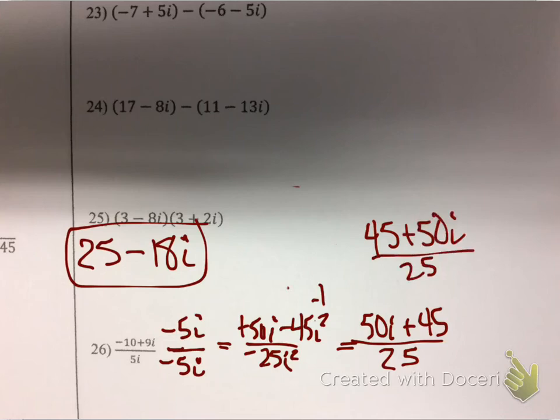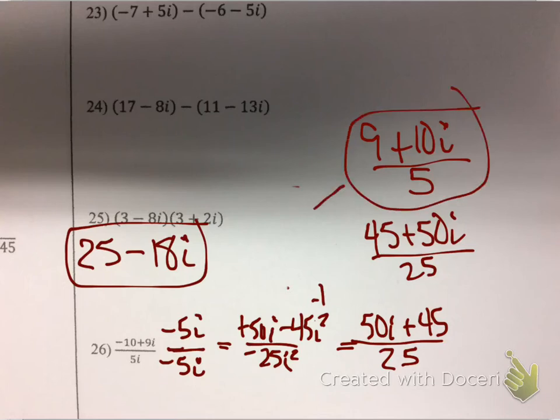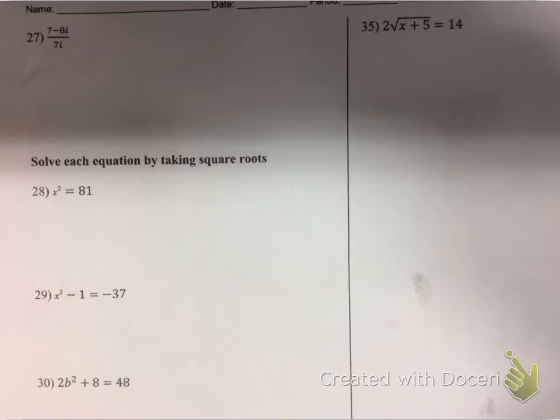All three of those numbers are divisible by 5, so 9 plus 10i over 5. That would be perfectly fine for an answer. Notice how that compares to that one. So that could save you a lot of time if you see the pattern. I'm not going to tell it to you. I want you to see it. Well, let me let y'all test that pattern.